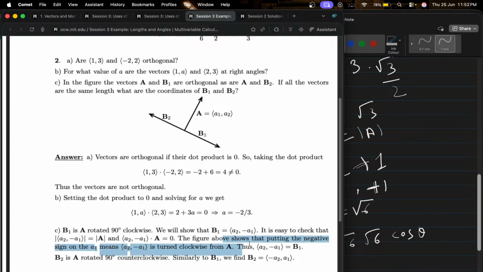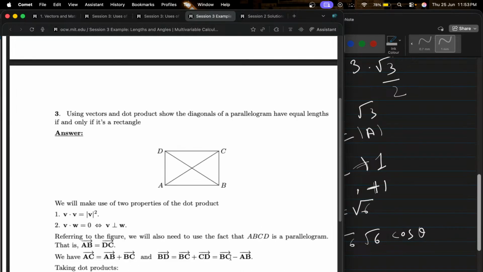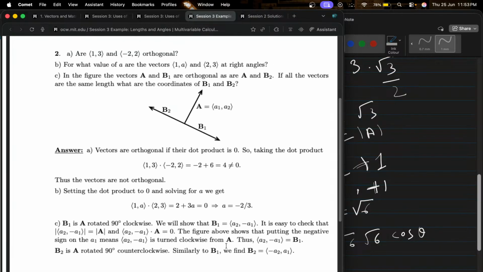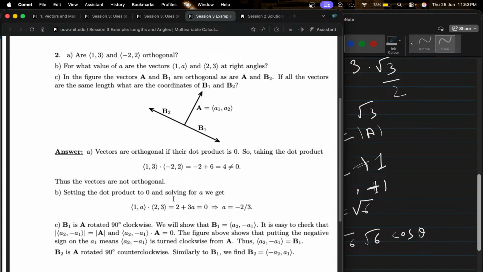Okay, the figure shows that putting the negative sign on A1 means this is turned clockwise from A. Thus A2, negative of A1 equals B1. So B2 is 90 degrees towards anti-clockwise. Similarly, B2 will have negative of A2. Okay, it's understandable how we can solve this.